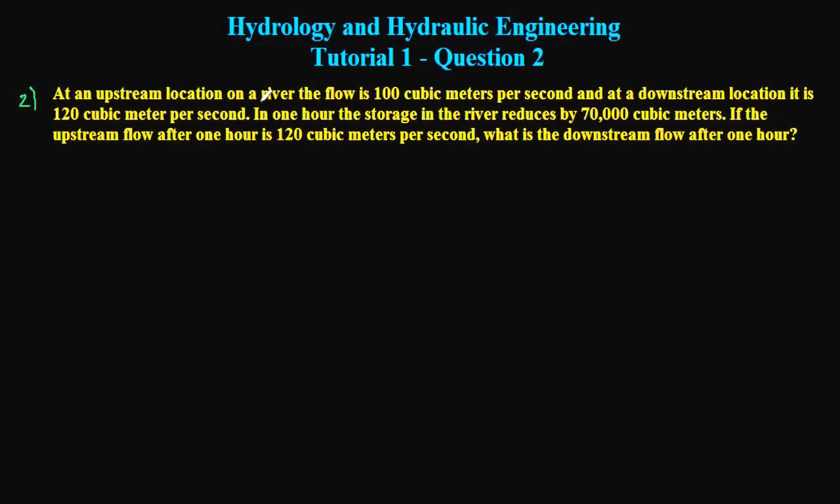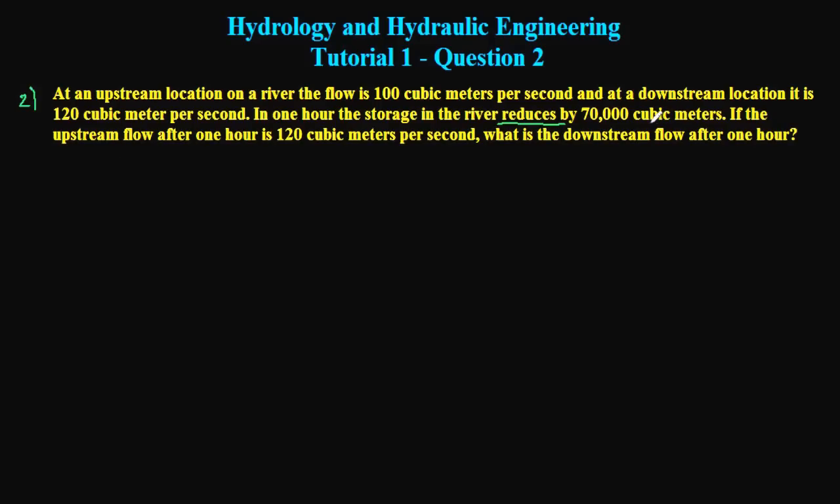At an upstream location on a river, the flow is 100 cubic meters per second, and at a downstream location, it is 120 meter cubed per second. In 1 hour, the storage in the river reduces by 70,000 cubic meters. If the upstream flow after 1 hour is 120 cubic meters per second, what is the downstream flow after 1 hour? So they're giving us the inflow.